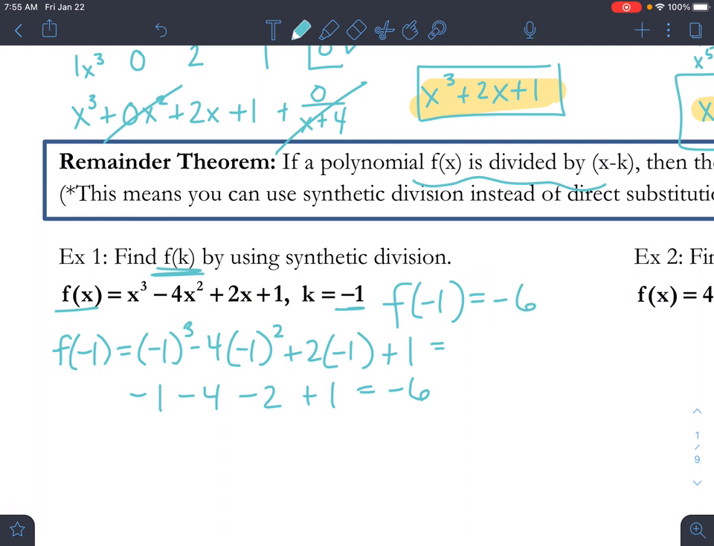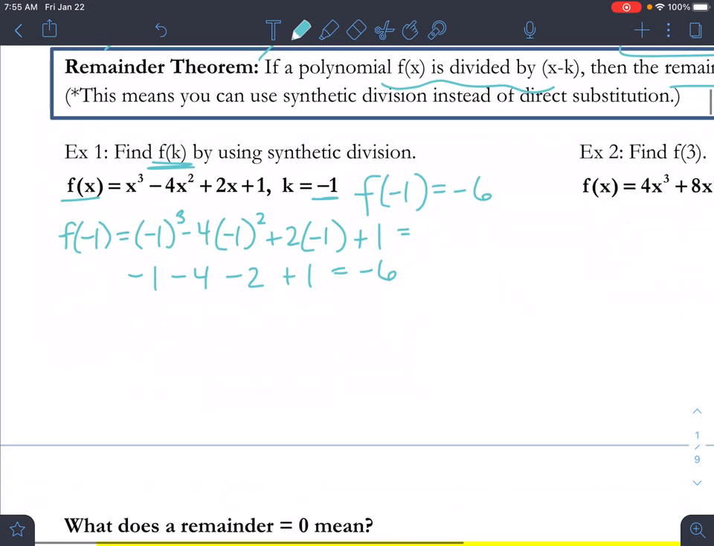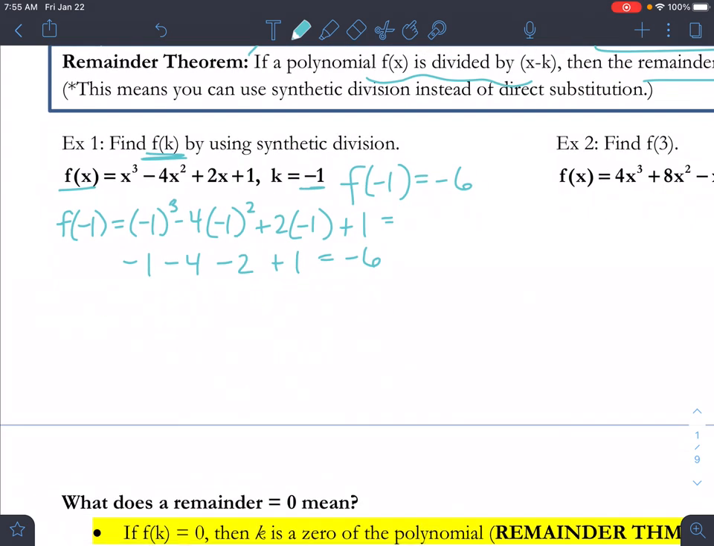Now, if I told you some more difficult number or you didn't have a calculator, negative 1 isn't that bad, but let's say I said find f of 20. That might be a little more annoying to cube and square. So I want to show you a different way of finding f of negative 1. We're going to set up synthetic division. You're going to use k as that outside number. It doesn't need to be opposite, just use exactly what it is. So negative 1, we're going to fill in 1x cubed minus 4x squared plus 2x plus 1.